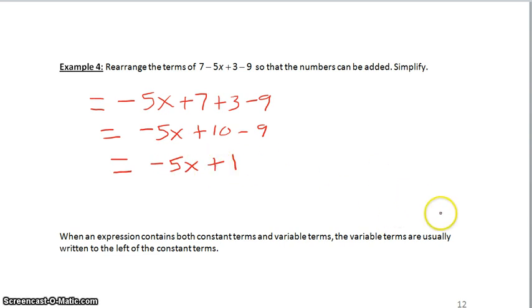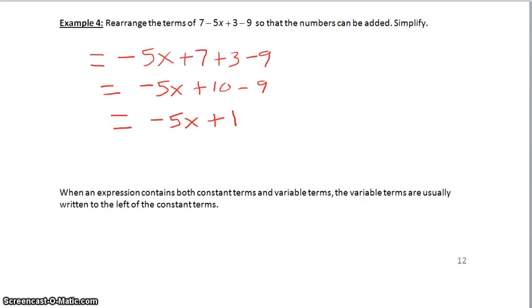Now, we are going to take a look at what's stated down here at the bottom of the page. When the expression contains both constant terms and variable terms, the variable terms are usually written to the left of the constant terms. Now that is a very important statement for you to remember.